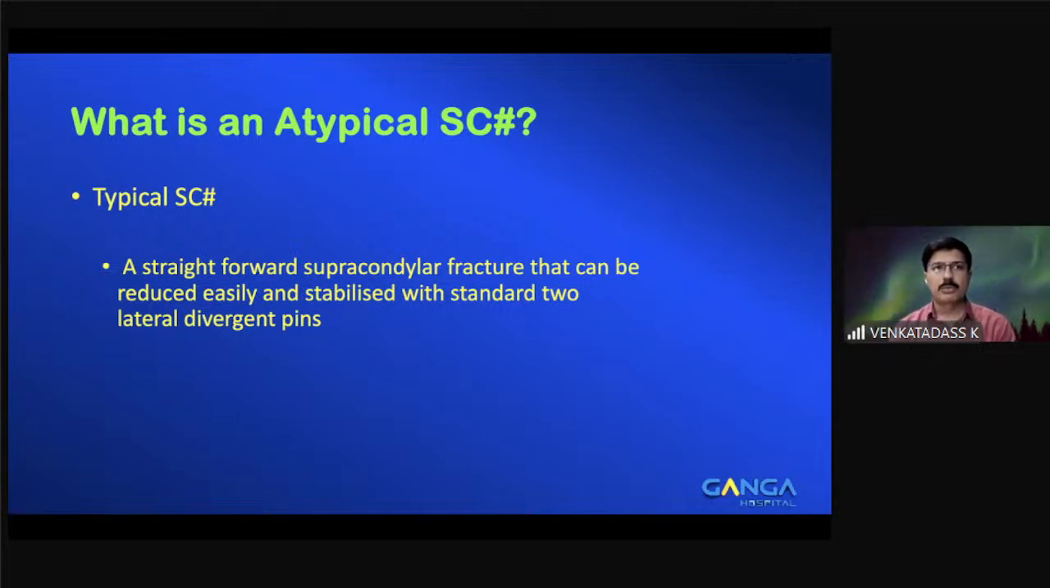So there is no textbook definition or there is no literature which describes these are all the fractures which are atypical. So what I've done is if you leave out all the typical supracondylar fractures, rest all form a group called atypical supracondylar. So what is a typical supracondylar fracture? In my opinion, any straightforward supracondylar fracture which can be reduced and pinned with the two lateral divergent wires, which is considered to be the standard of care, is a typical supracondylar fracture.